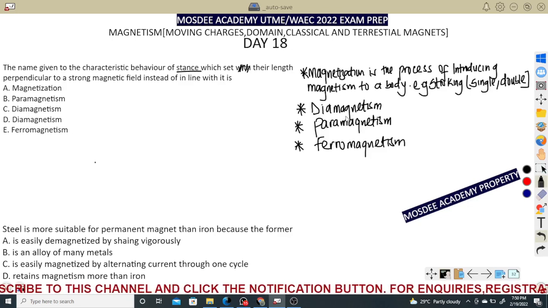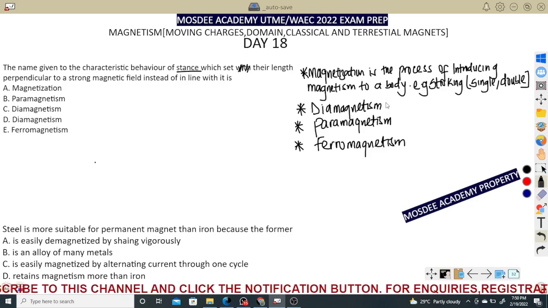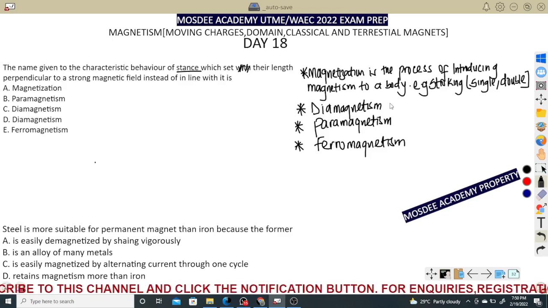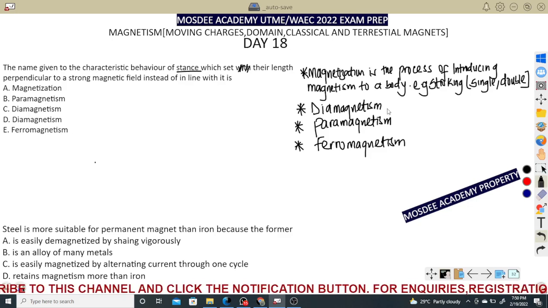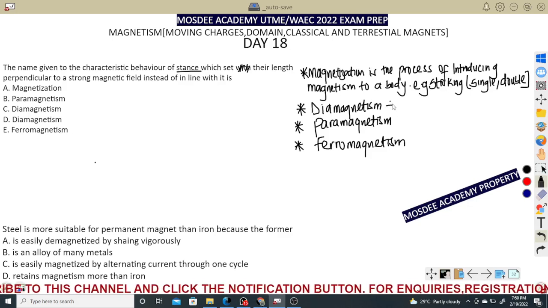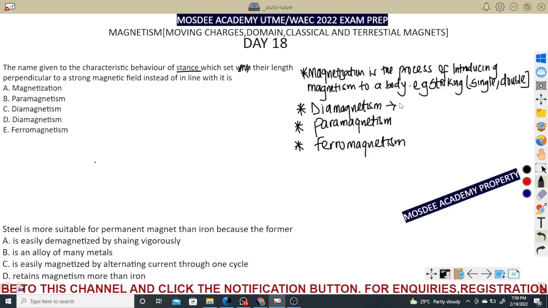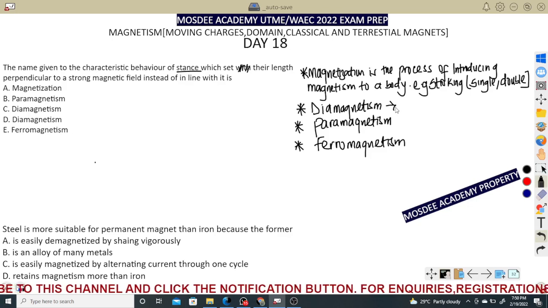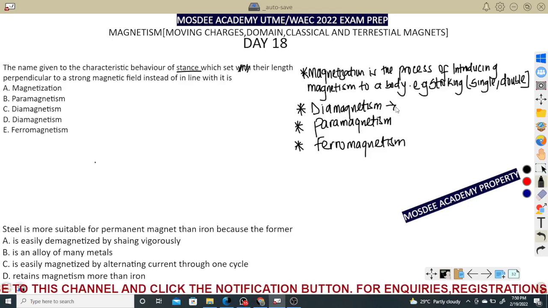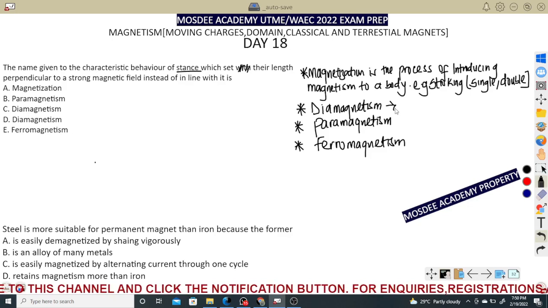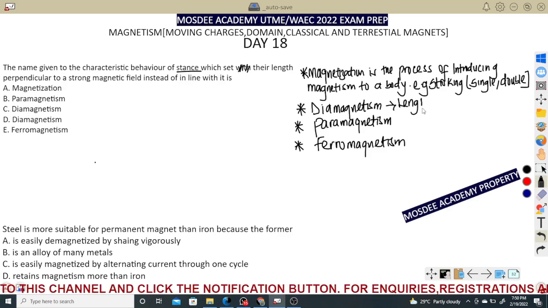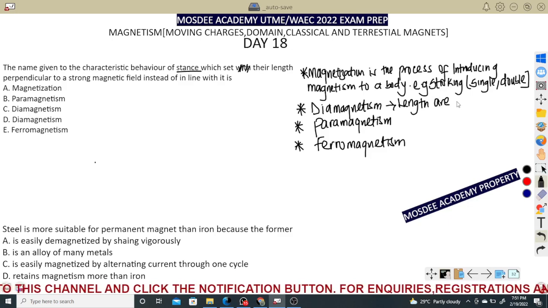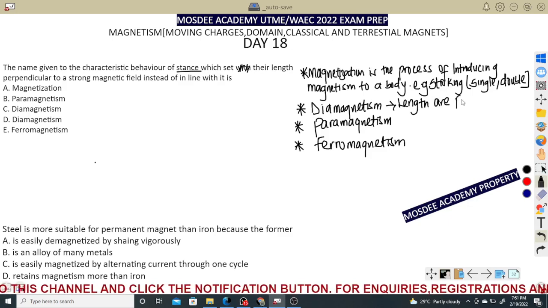So what do you call diamagnetism? It's simple. It is a kind of behavior, a kind of property of substances that sets their length, or their longer axis, at right angle to the direction of the magnetic field. Always keep that at the back of your mind. So they set their length perpendicular.